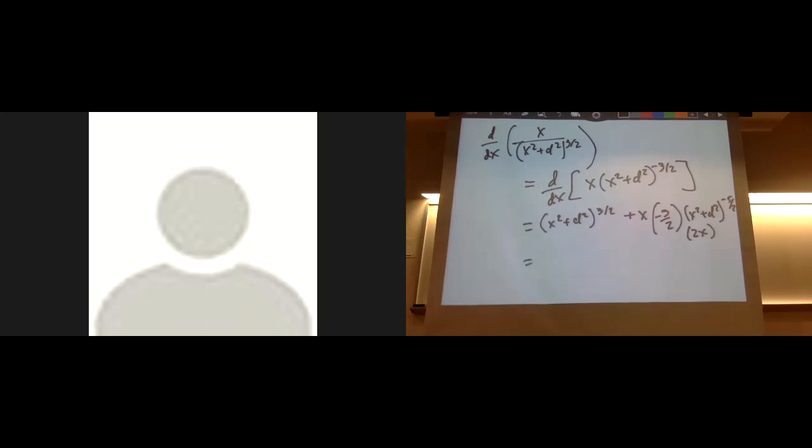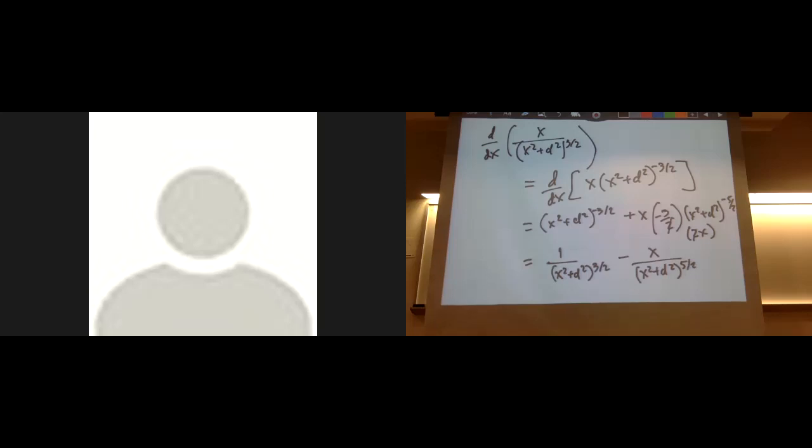Good. So let's rewrite this. So this becomes, oops, I need a negative sign there. So this is 1 over x squared plus d squared to the 3 halves. This 2 is going to cancel this 2, so it's going to become minus x divided by x squared plus d squared to the 5 halves.